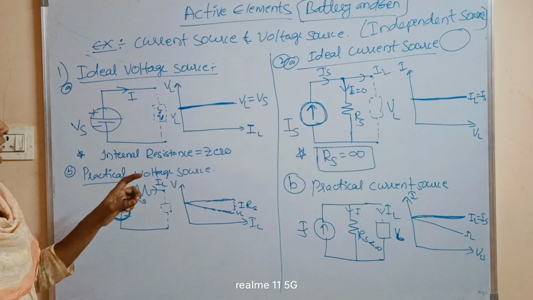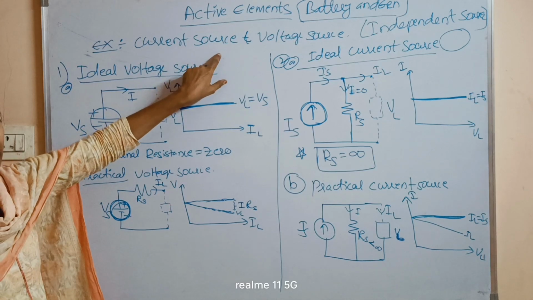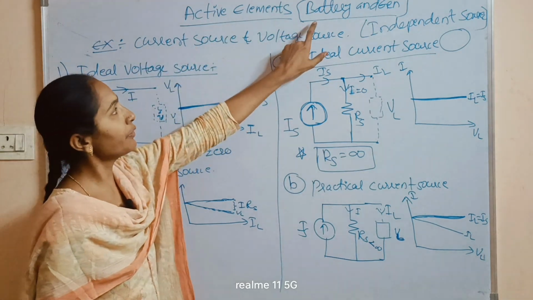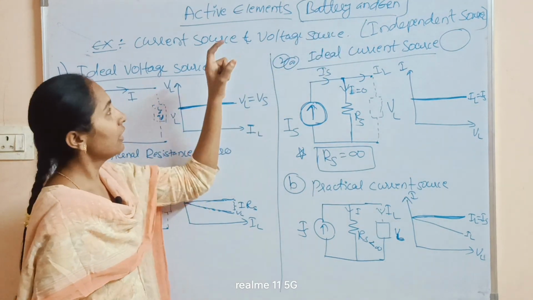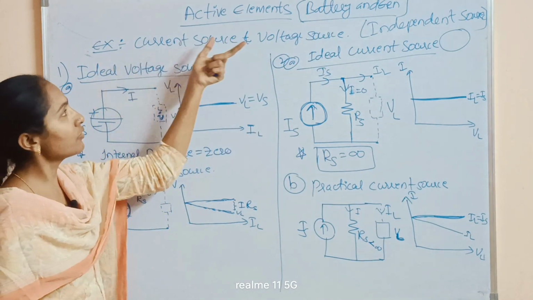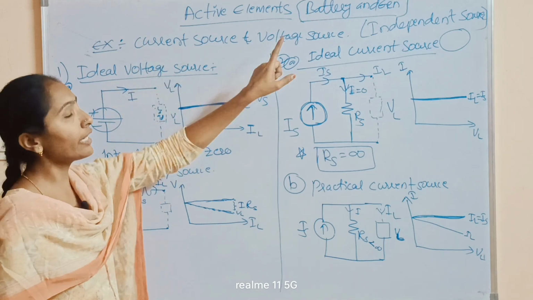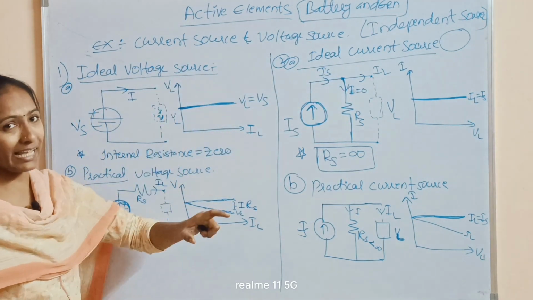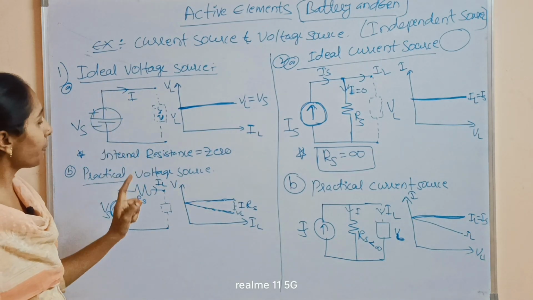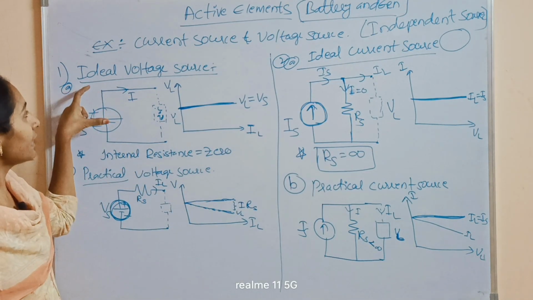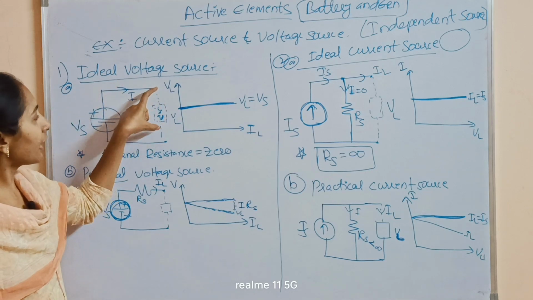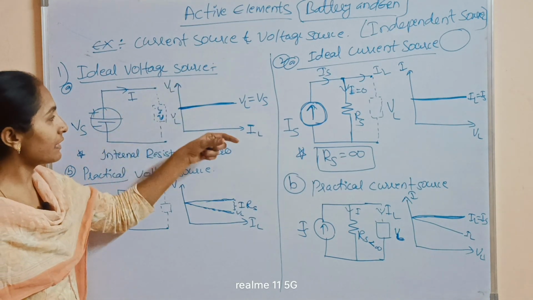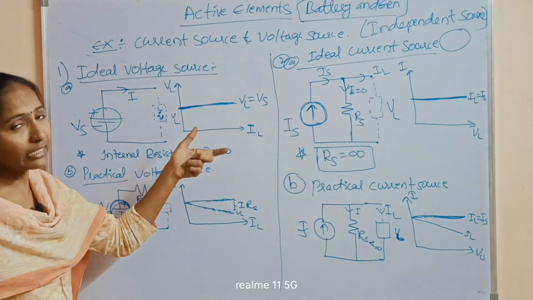Active elements are those which can give supply to the circuit. A practical example is a battery or generator. Now, the current source and voltage source are independent sources, represented by a circle shape. They are again classified into ideal and practical consideration. Ideal means the output is a constant value which does not depend on another factor, that is, current.